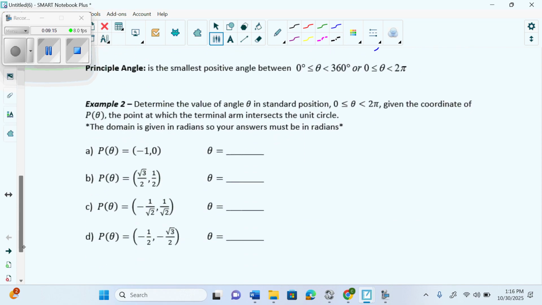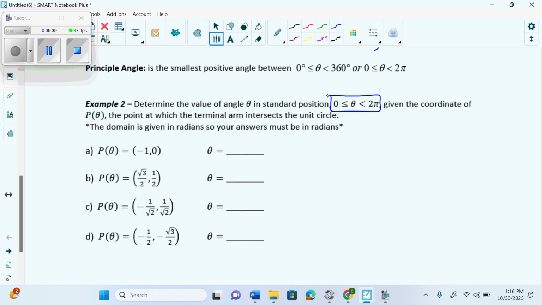Now I'm going to give you the coordinate, and I want the angle. Now look up here. It says, determine the value of angle theta in standard position. So I want the angle that gets me this coordinate between 0 and 2 pi. So if you're like, okay, it's at 210 degrees. Cool. I asked for it between 0 and 2 pi. Does 210 degrees fall in there?